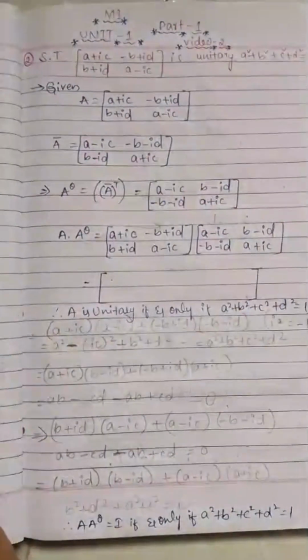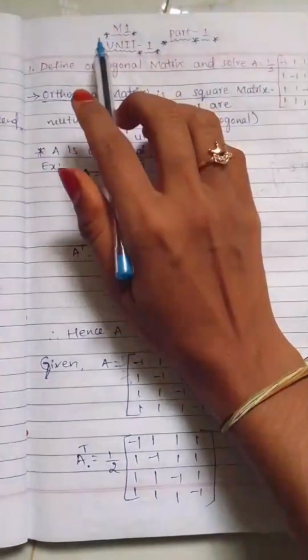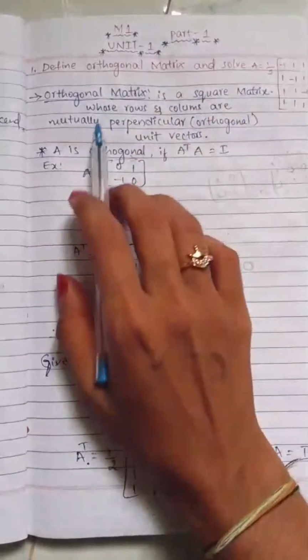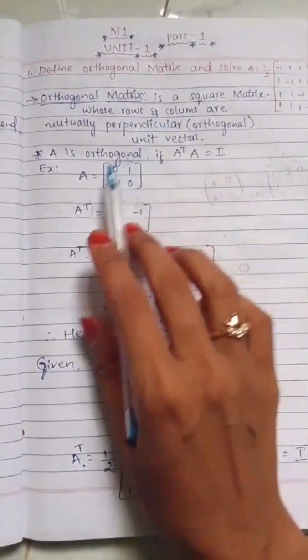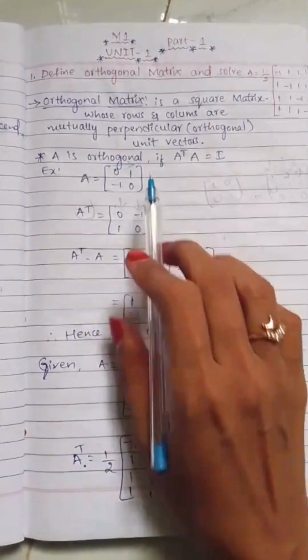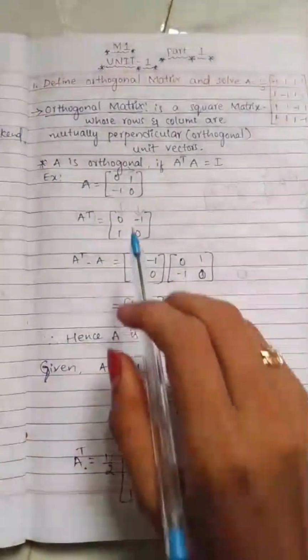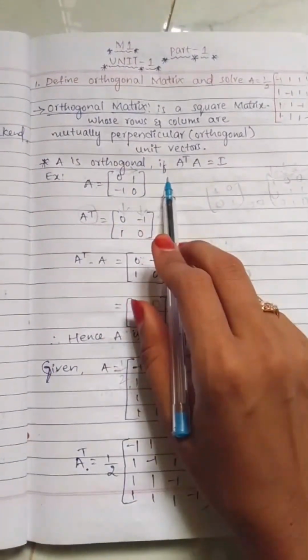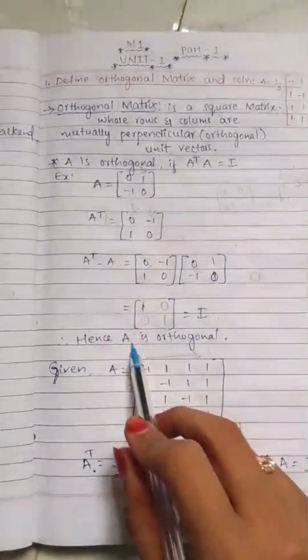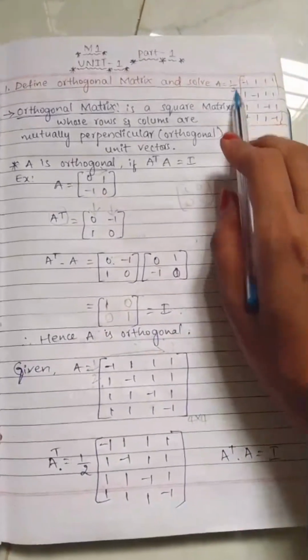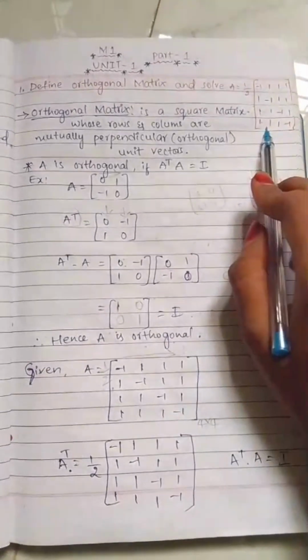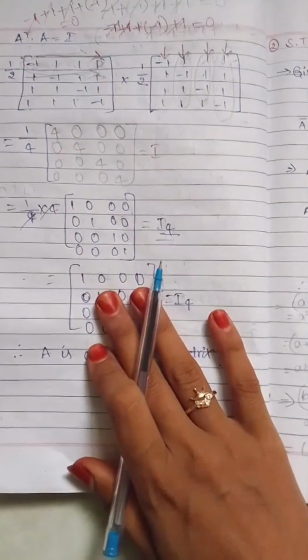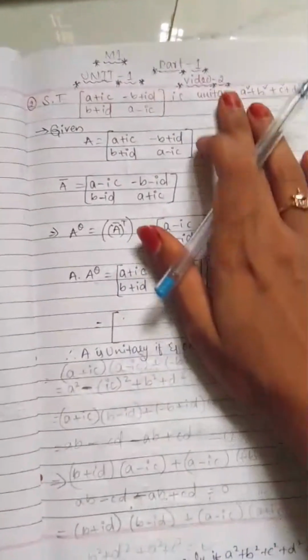In that I have already explained about orthogonal matrix. Define the orthogonal matrix and find out whether it is orthogonal or not. I have taken an example and proved that it's orthogonal, and they have also given a matrix and I solved that also in the last video. This is the second video in part 1.